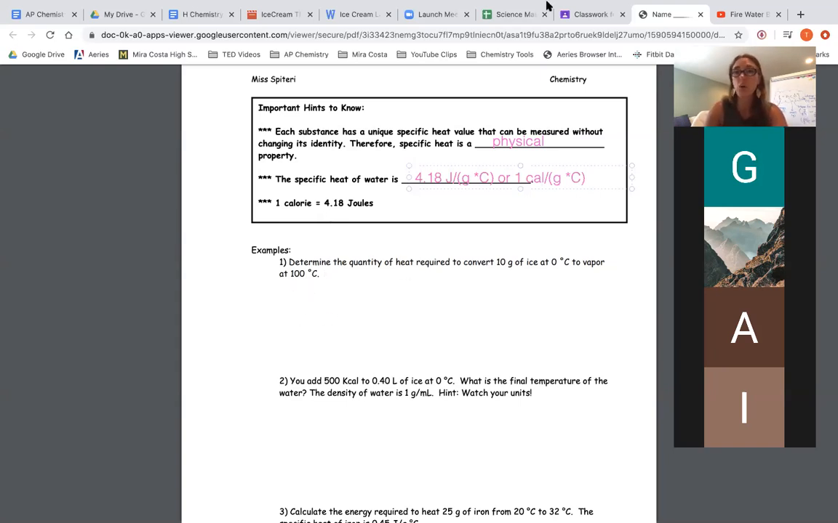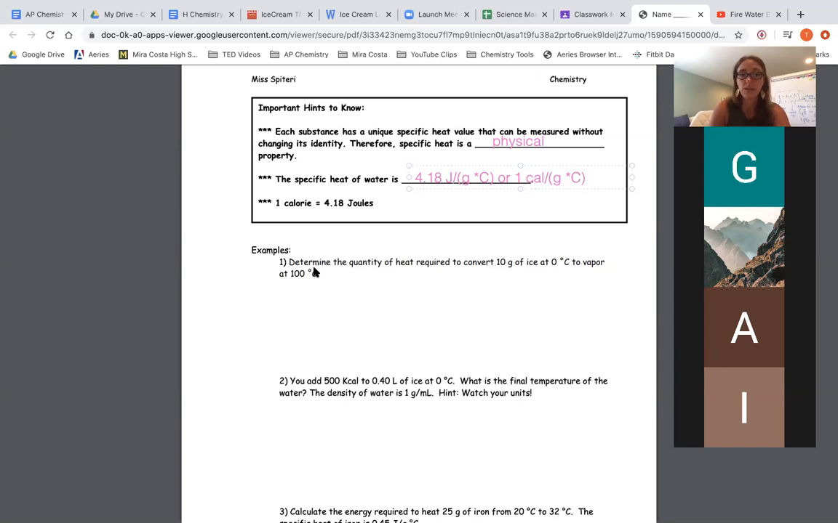All right, so let's do one quick example here. I'm going to do one example of this. I'm going to let you guys try the other two on your own, and then I'll give you the answers to them. And then I just want to do a quick example of that stoichiometry one, and we'll be out of here, okay?